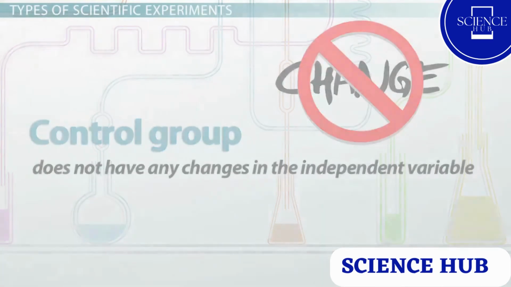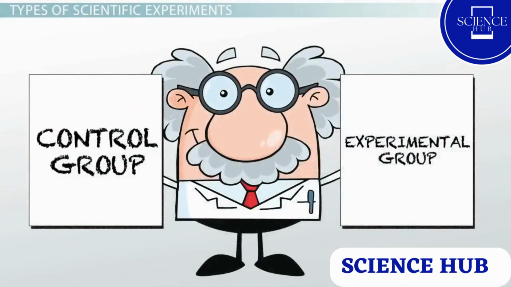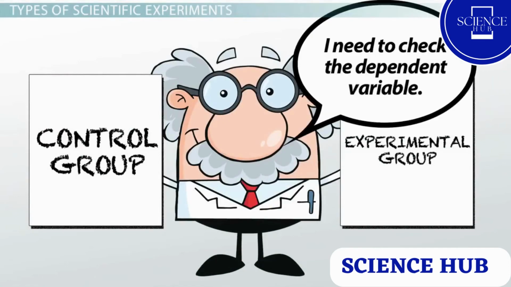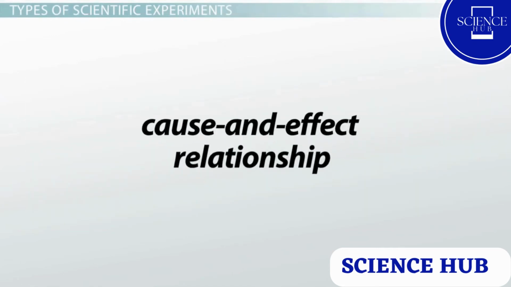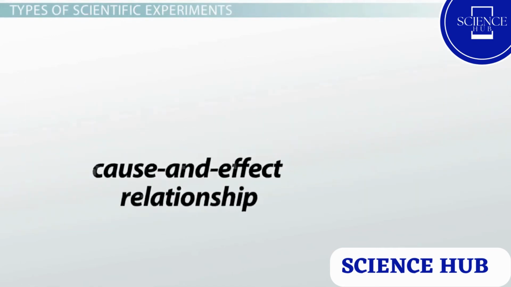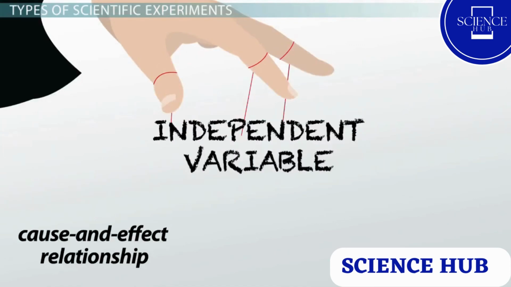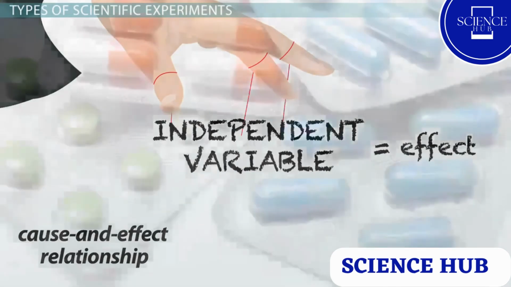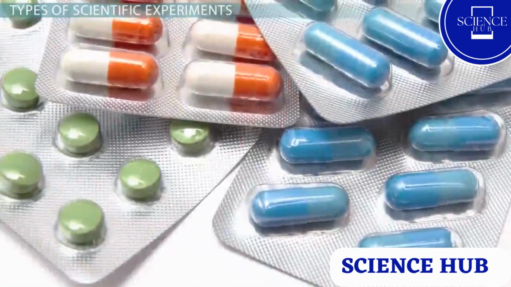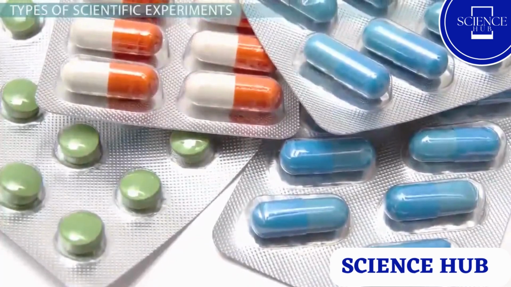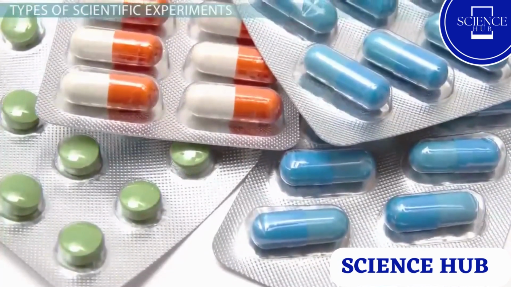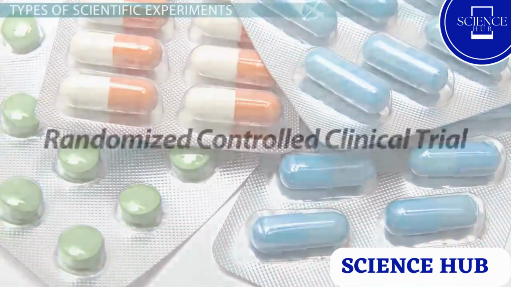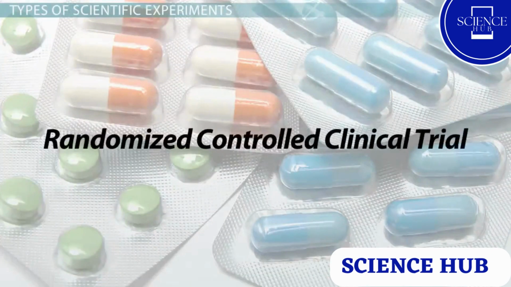At the end of the experiment, the scientist examines the difference between the two groups to see if there was any effect on the dependent variable. If there is a difference, it is reported as a cause and effect relationship. In other words, when the independent variable is manipulated, there is an effect produced. These types of experiments are very important with medications to see if medications are beneficial and not harmful. The name associated with medication experiments is randomized controlled clinical trial.